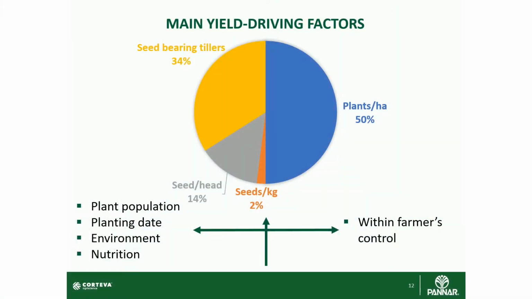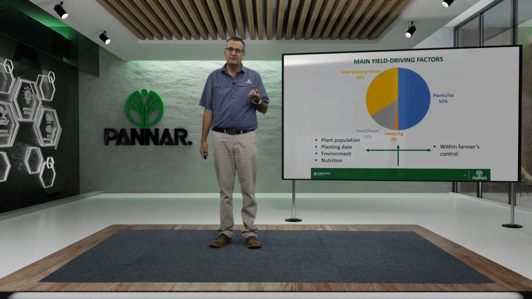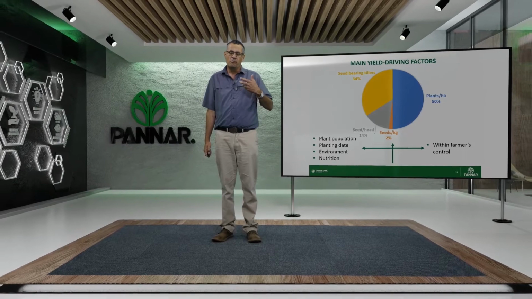When we start talking about sorghum, everybody wants to know how we're going to increase yield. The biggest driver of yield in sorghum is your plants per hectare, and that is 100% in your control. You can decide what plant population you plant, but the other drivers, the amount of seed-bearing tillers, the amount of seeds per head, and the seed weight, are more out of your hands, but are determined by plant population, planting date, environment, and also nutrition.